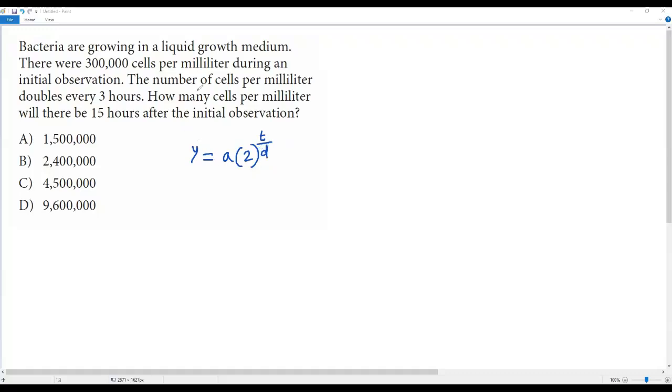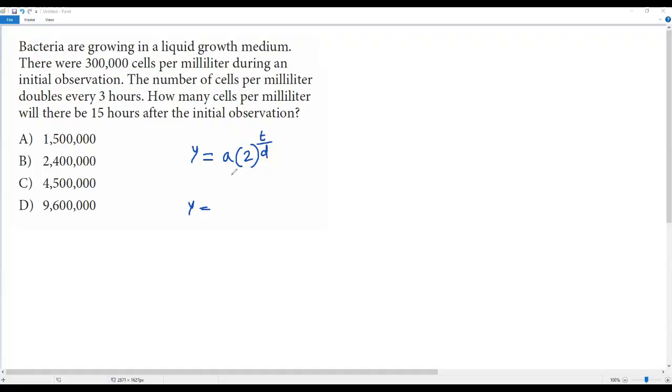So here the number of cells per milliliter doubles every 3 hours. So 3 is the value we have for d. Okay, so t is the value for which we have to find the value of y. Since time in our question is given in hours, we have to assume both t and d in hours.